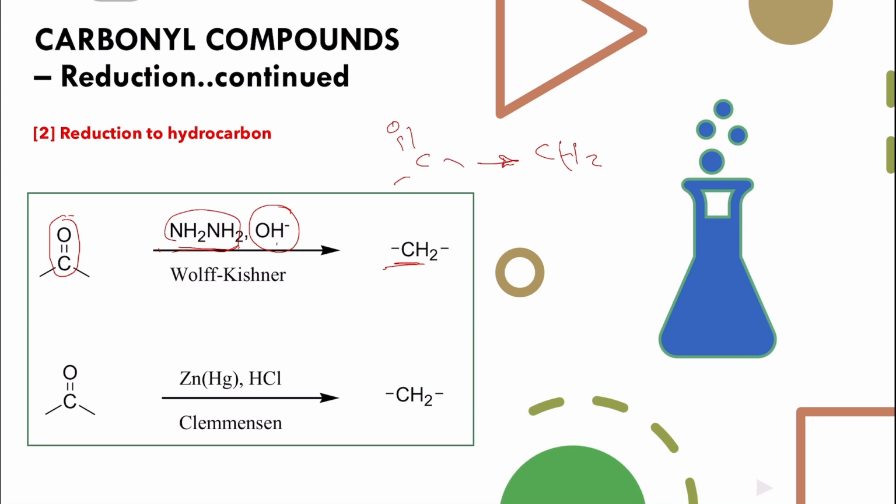The other reducing agent is zinc with mercury and HCl. This is called the Clemmensen reduction, and Clemmensen reduction is another method of reduction that will reduce the carbonyl group into a CH2. So if you start off with an aldehyde or ketone, you will end up with a hydrocarbon or alkane.